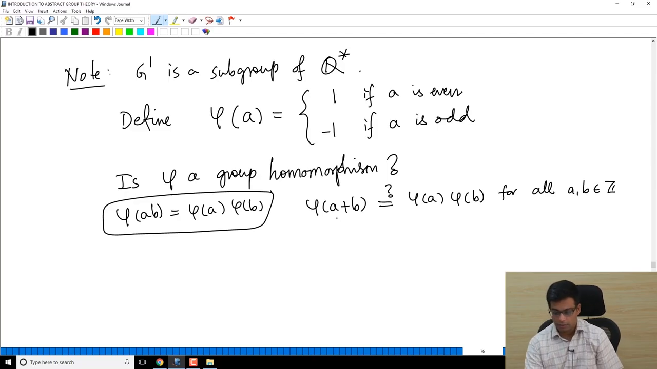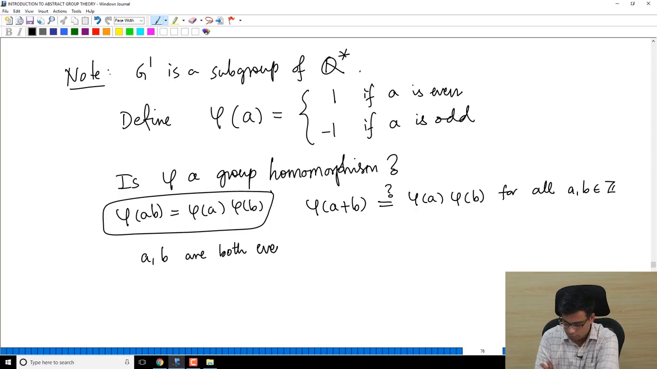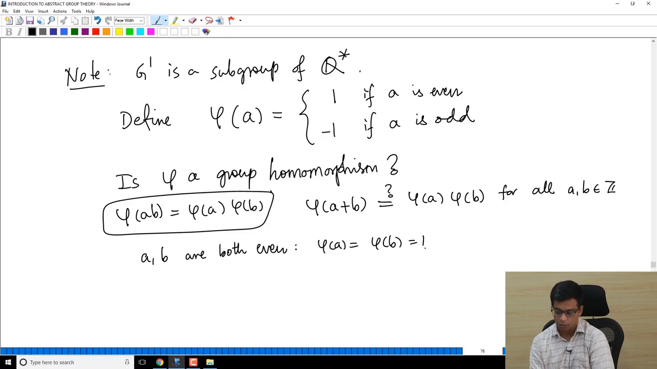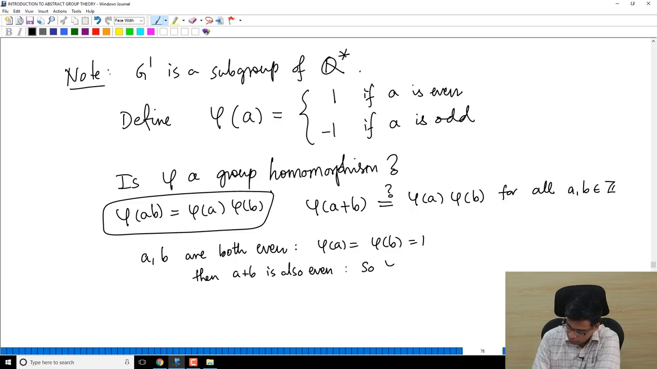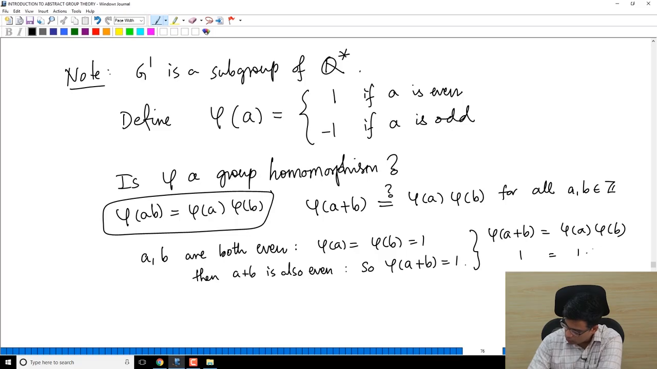Note that the image of phi is either 1 or minus 1 depending on whether A is even or odd. So let's take two even numbers. Let's say A and B are both even. If they're both even, phi of A equals phi of B equals 1, because if both are even, they both go to 1. And note that then A plus B is also even. If two even numbers are added to each other, we again get an even number. So phi of A plus B is 1. And remember, then this condition is satisfied. So phi of A plus B is phi of A times phi of B, because this is 1 and this is 1 times 1. So this is okay.